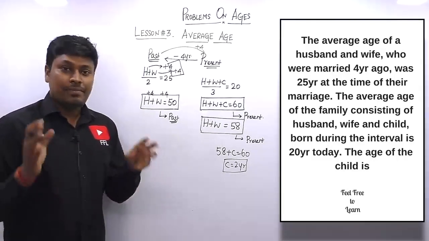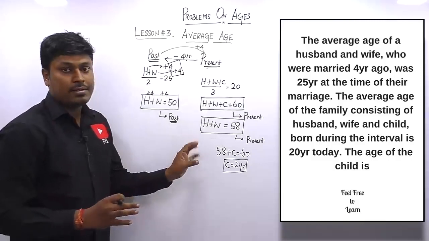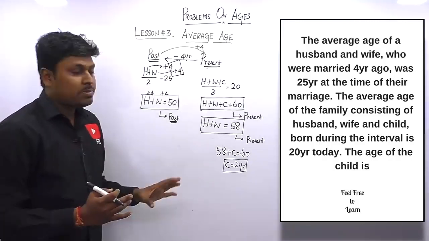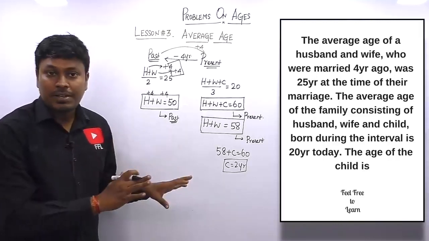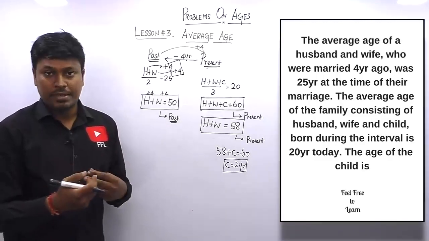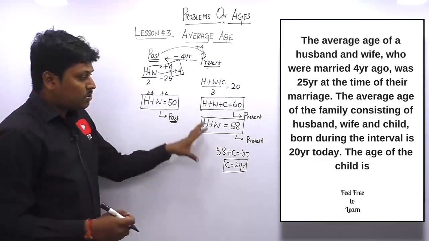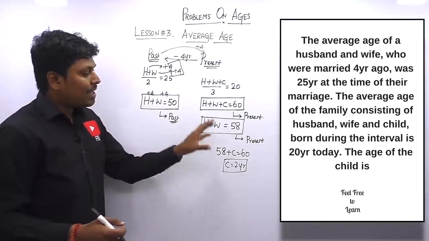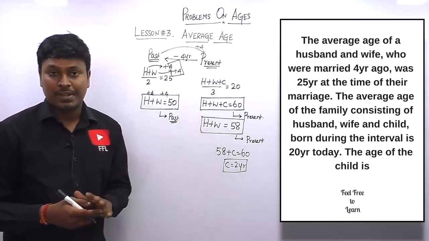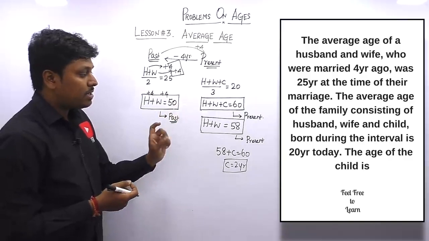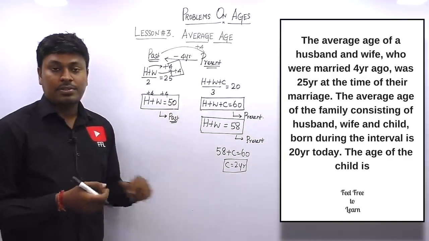So remember that if you are a beginner, try to solve like this. If you are an expert in problems on ages, according to me, you can directly solve this question by using a shortcut or otherwise by using the options. But beginners, try to solve using the traditional method. Only after solving 20 or 30 questions can you also solve questions with shortcuts, right? So finally, the answer for question number 3 is that the child's age is 2 years.